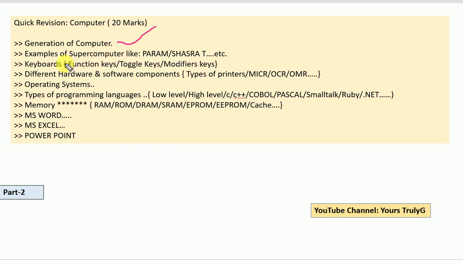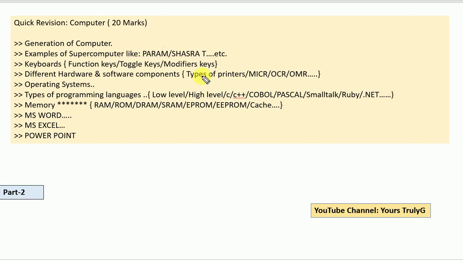Then the most important topic is examples of supercomputers. They will ask some basic examples, like which of the following is a supercomputer, which of the following is the first supercomputer, or which of the following is a supercomputer made by CDAC or some similar organization. Such things you have to cover in a very smart and quick way. That's why I have written it as a topic for quick revision.